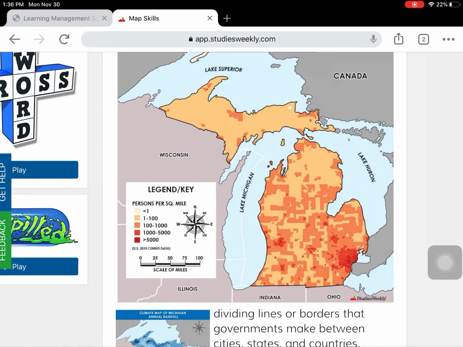Let's take a look at our next map here, which is a physical map. Say physical. Very good. And remember that a physical map shows us places like landforms, mountains, valleys, lakes, and streams. So that's what we're looking at here on this physical map. You don't see cities listed here. We don't see roads. This is what Michigan looks like in terms of its physical features.